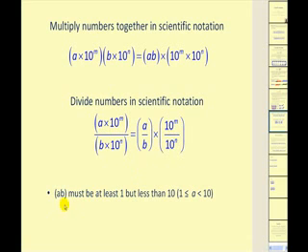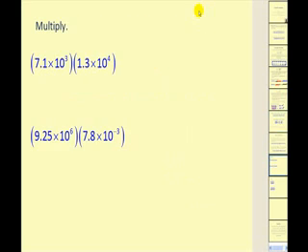Now, one word of caution: a times b and a divided by b must be at least 1 but less than 10 to be in the correct scientific notation form. So we may have to do a minor adjustment if a times b or a divided by b does not fit this requirement. Okay, so let's go ahead and multiply these together.